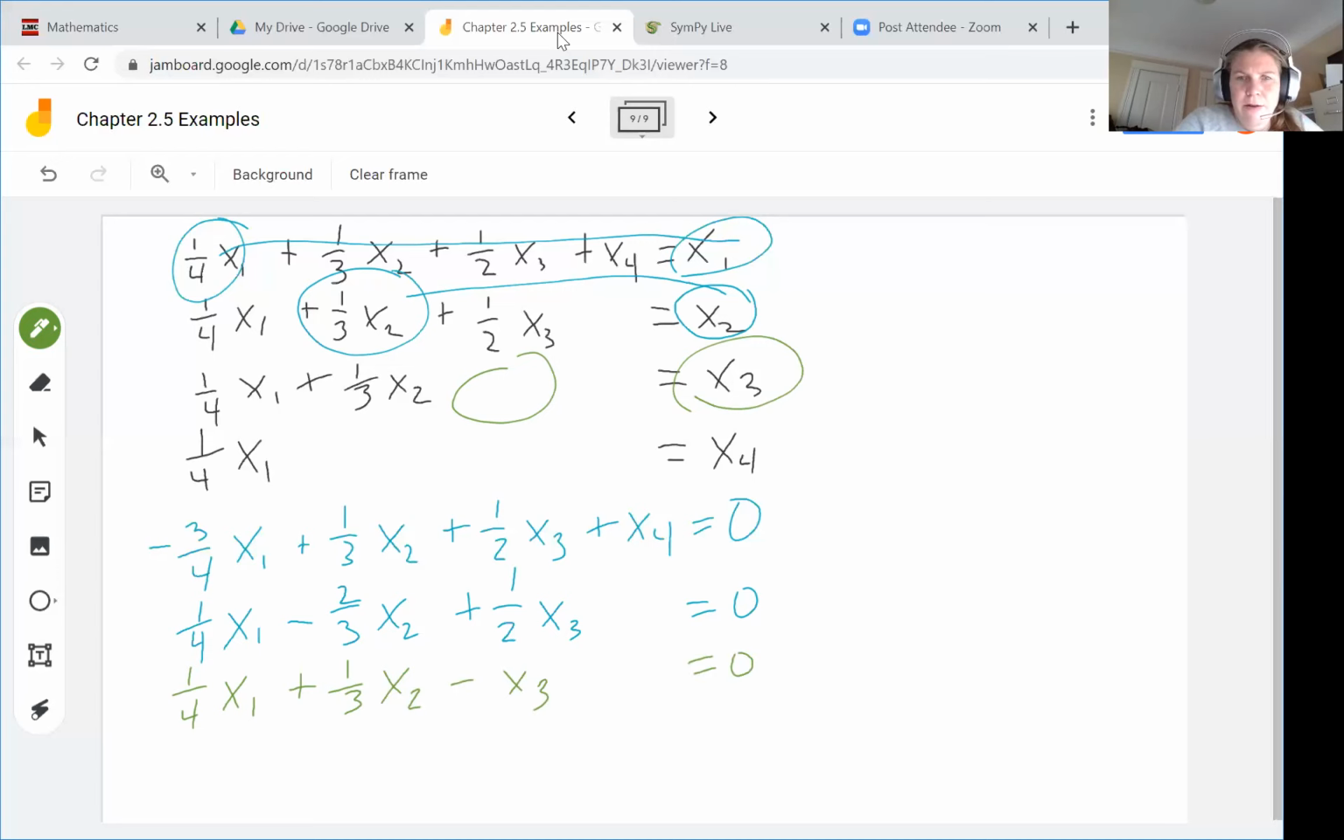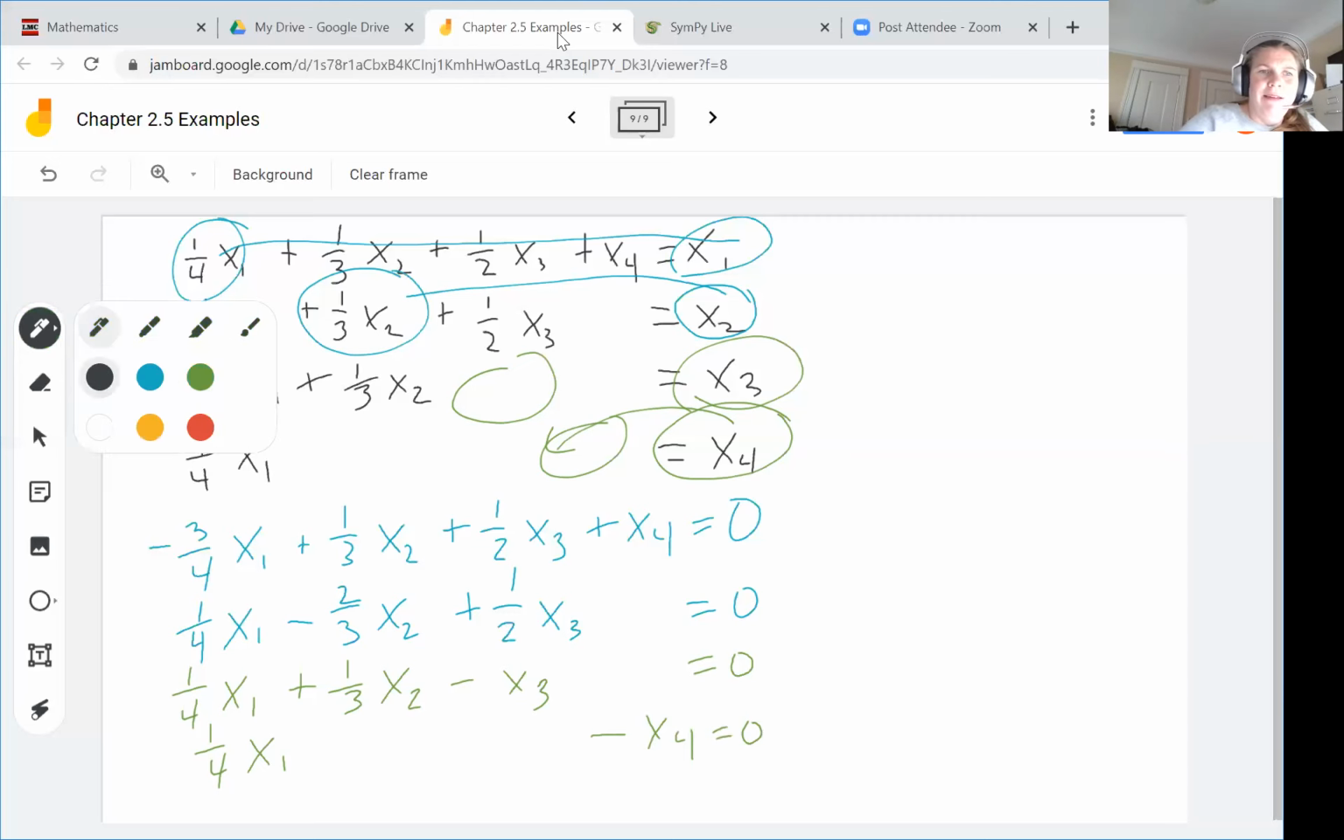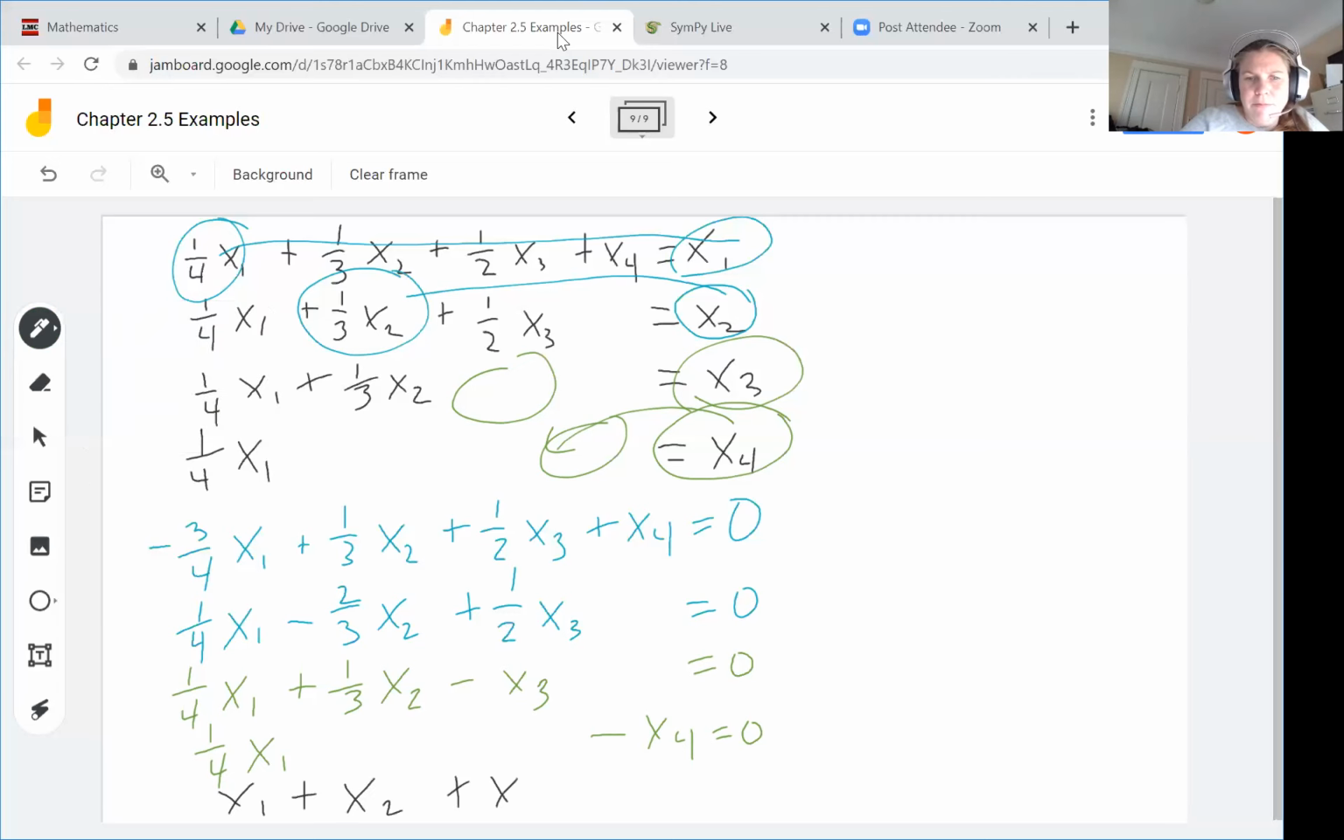And then we've got one more row here. So we'll subtract that x4 from the other side. So we'll have 1/4 x1 minus x4 equals 0. And then we know, because this is a stochastic matrix, that all of x1 plus x2 plus x3 plus x4 add up to 1. So I'm adding that as one more row in this system. And so now we'll head into Civvy and find the solution.